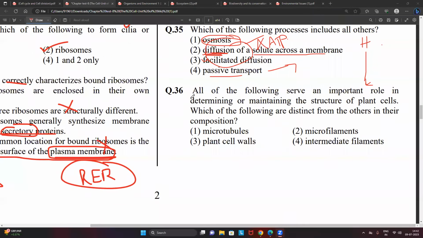Okay. Question number 36. All of the following serve an important role in determining or maintaining the structure of a plant cell. Which of the following are distinct from others in their composition? Don't give me a random answer. Think it. I want you people to think and answer the question.